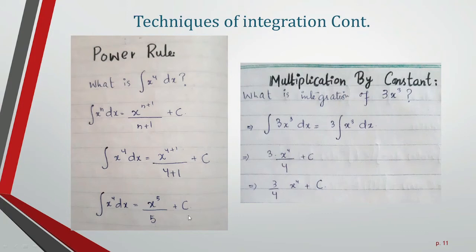Now 3x raised to 3. Any constant which is being multiplied by a function will shift outside the integration. Shifting 3 outside the integration and solving the remaining by the power rule, we get x raised to 4 over 4 plus c. Multiplying this by 3, we get 3 over 4 x raised to 4 plus c.